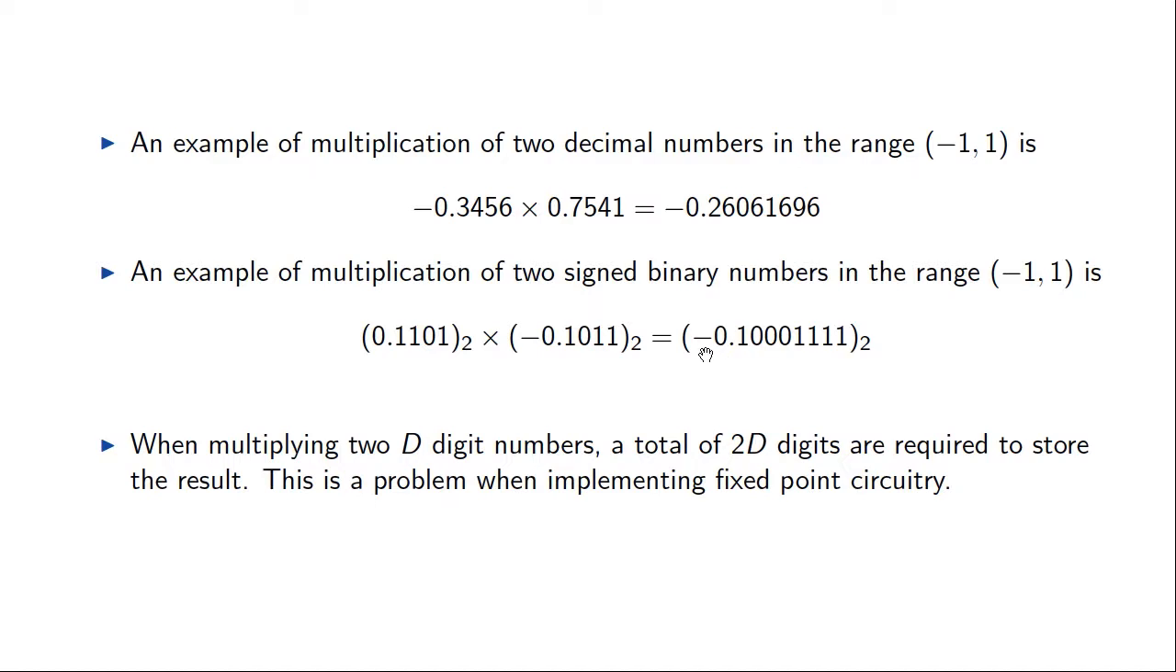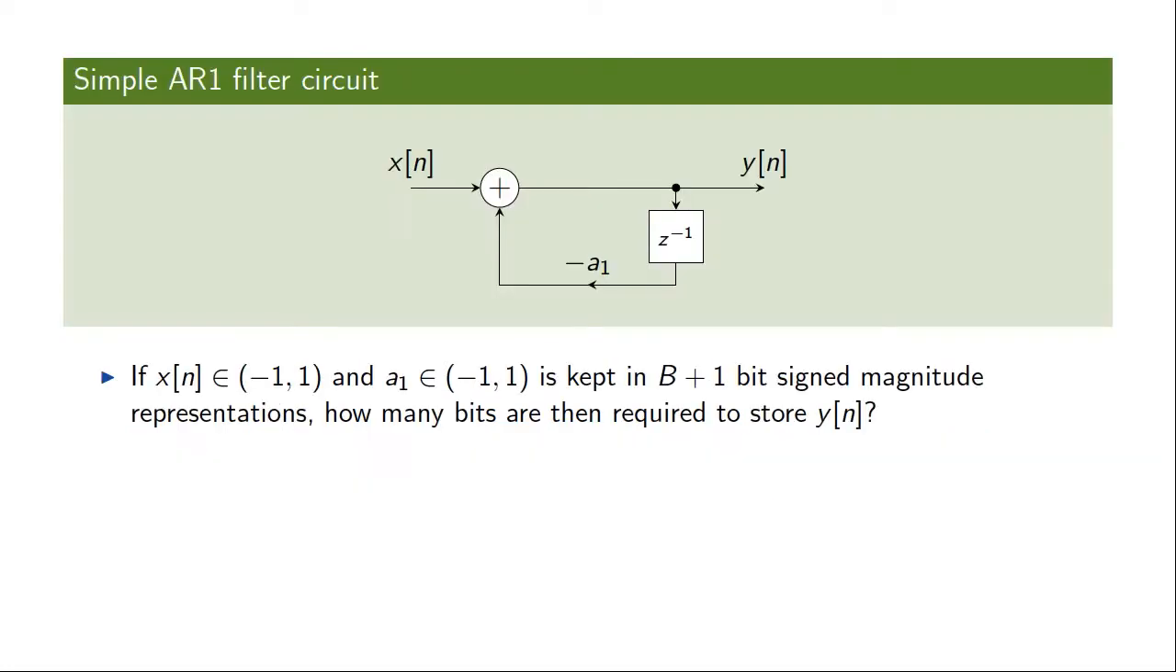Now that is a problem in fixed point implementations, since we do a lot of multiplications and we need to handle the fact that we need more digits in order to represent the product in some way. So we consider a simple example of an AR1 circuit. We have an input signal which gets time delayed and multiplied by a coefficient and added to itself in the feedback part of the AR1 circuit.